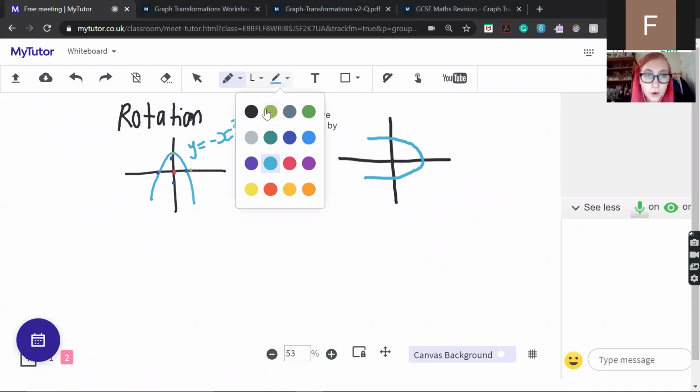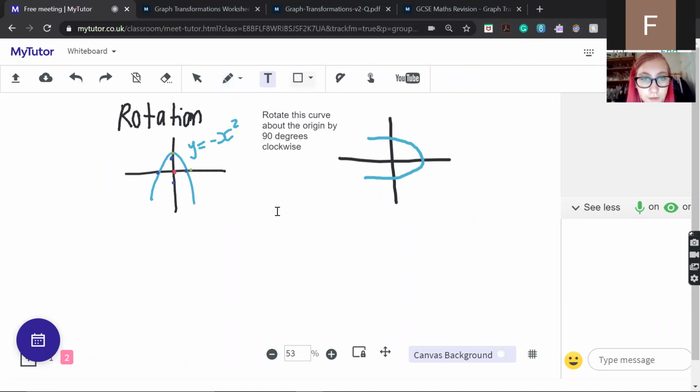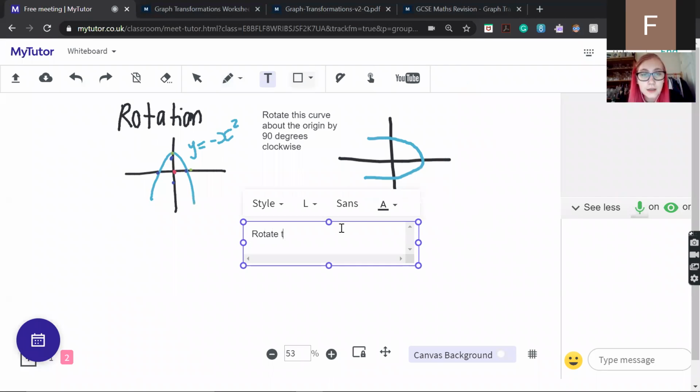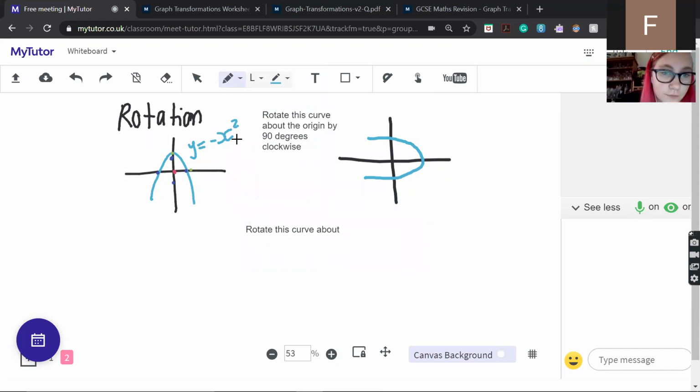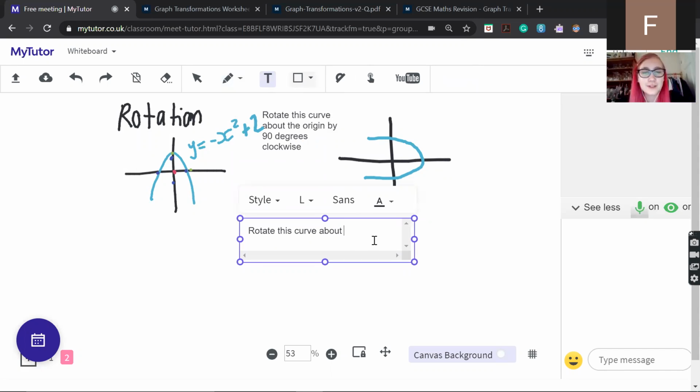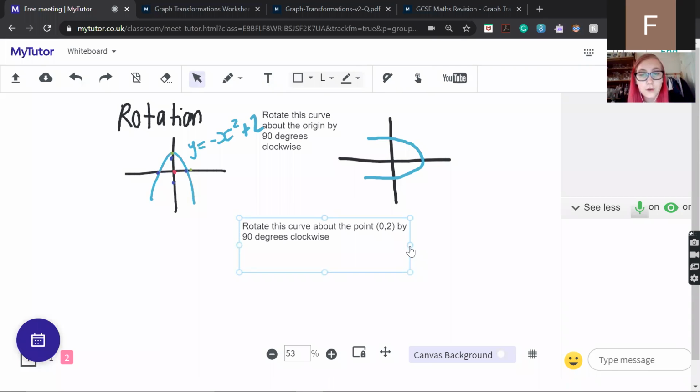Now, what if the question was, rotate this curve about, oh, this isn't actually y equals minus x squared. This would be more like y equals minus x squared plus 2. So it actually hits the y-axis at 2. And we'll talk about that in a minute. That's actually a shift. Rotate this curve about the point 0, 2 by 90 degrees clockwise. So it's a really, really similar question.